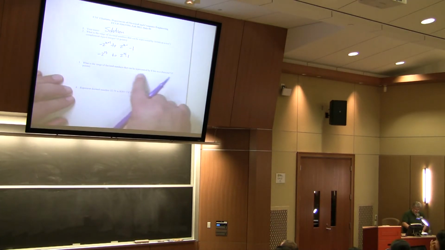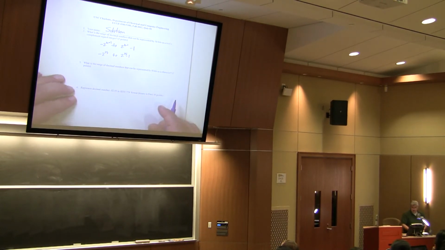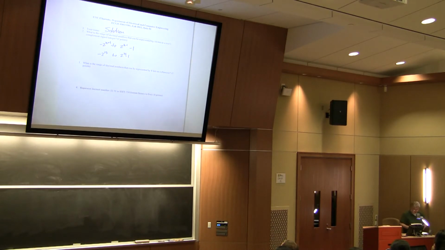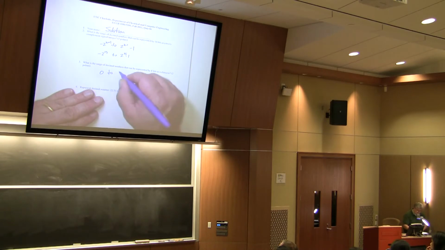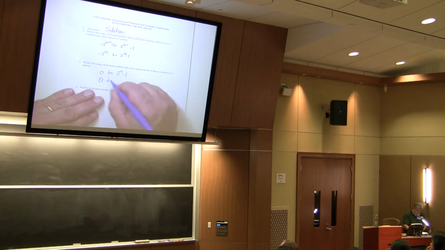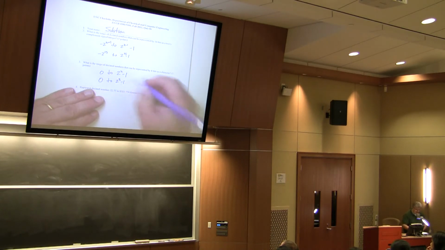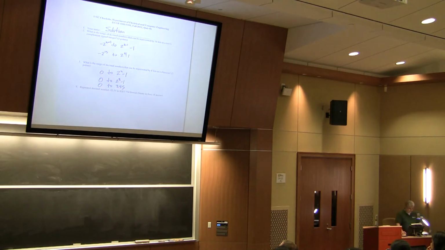What is the range of decimal numbers that can be represented by 8 bits as a character? 8 bits is a valid size of a number that you could use. It's unsigned, right? So it's 0 to 2 to the n minus 1, so 0 to 2 to the 8 minus 1. That's easy because that's 0 to 255. Well, that says range. A single number is not a range, right?